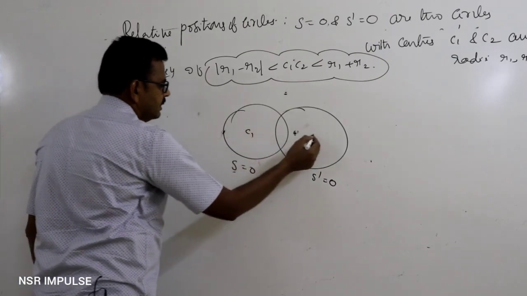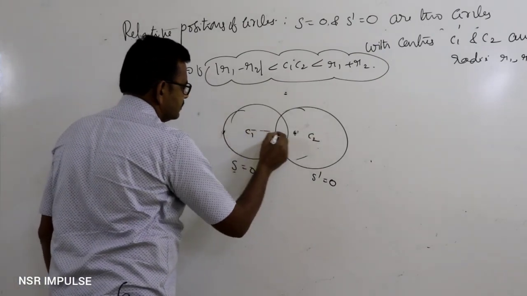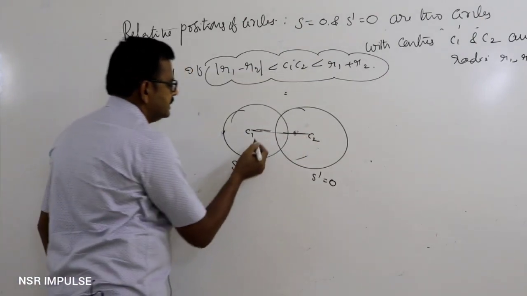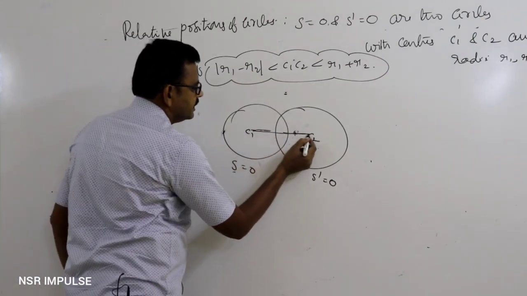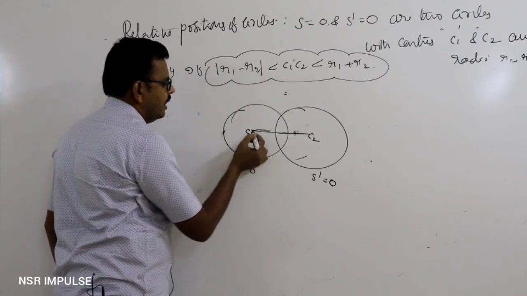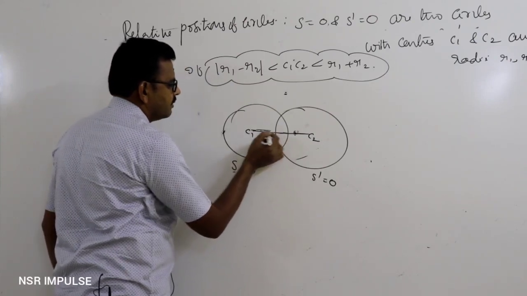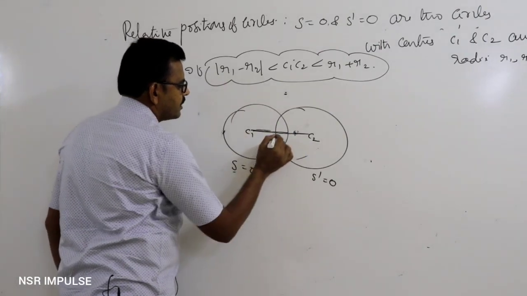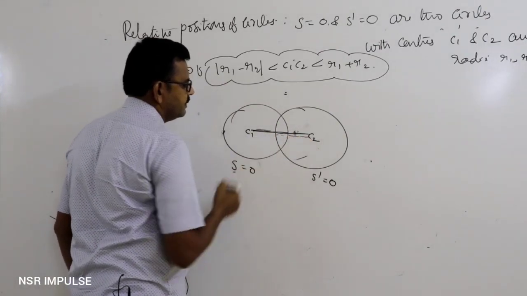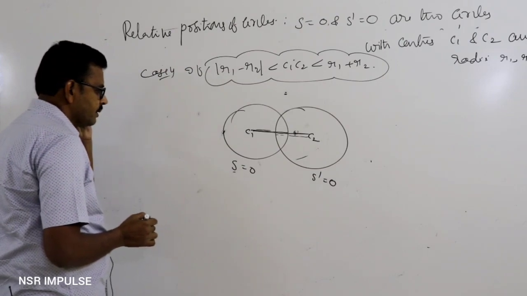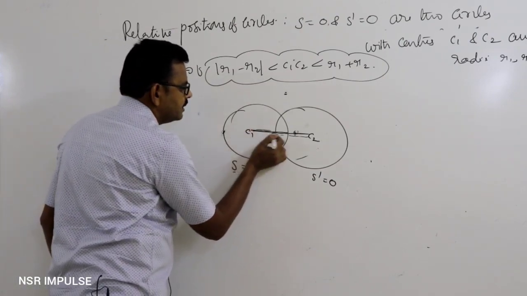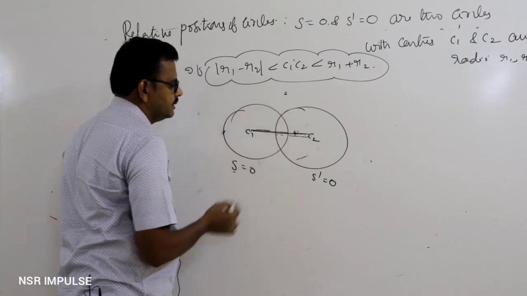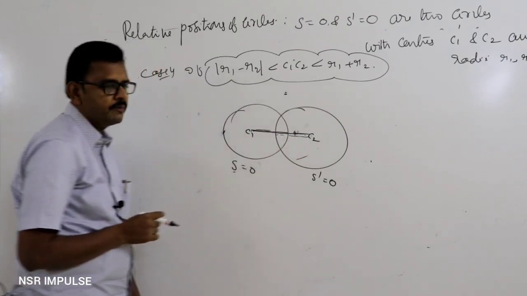So this is C1 and this is C2. Suppose C1C2 is some 10 units. R1 is 6 units. R2 is some 7 units. That means total R1 plus R2 is 13 units, and C1C2 is only 10 units. So the gap is 3 units.